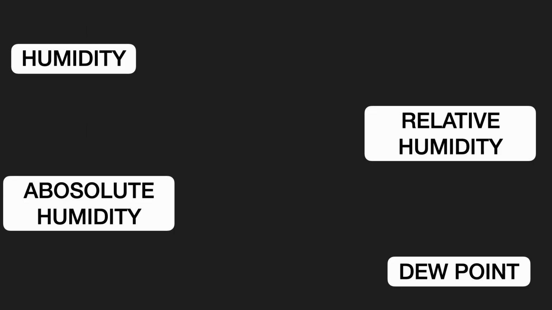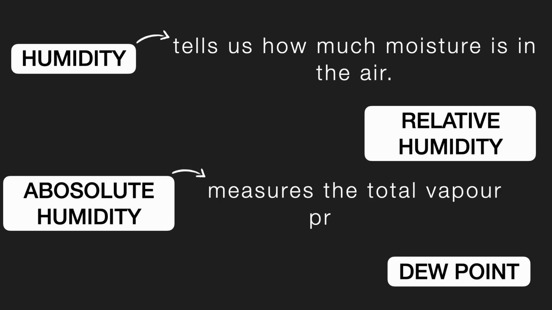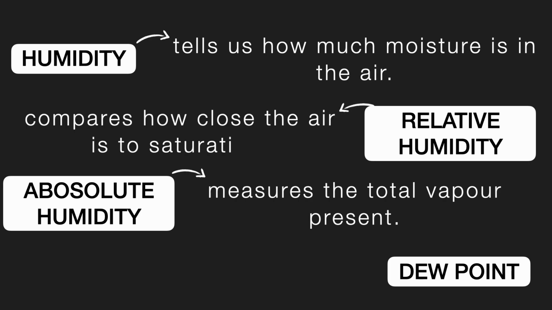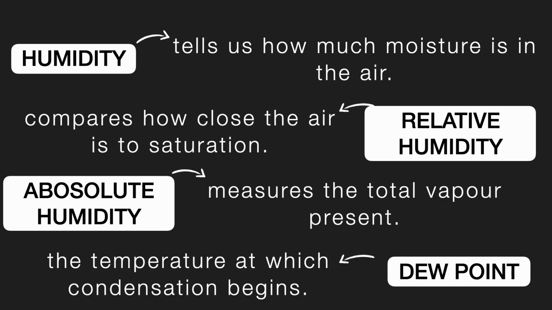Now, let's summarize all this by connecting everything. Humidity tells us how much moisture is in the air. Absolute humidity measures the total vapor present in the air. Relative humidity compares how close the air is to saturation. And dew point tells us the temperature at which condensation begins. Together, these ideas explain everyday wonders like morning dew on the grass, the mist on the windows, even the jet trails in the sky.